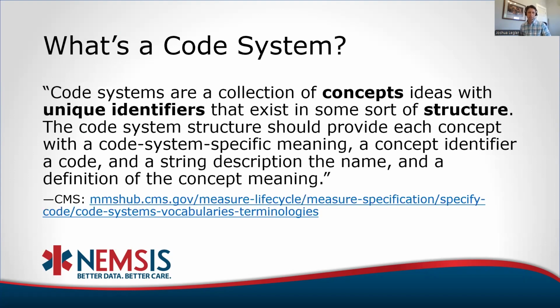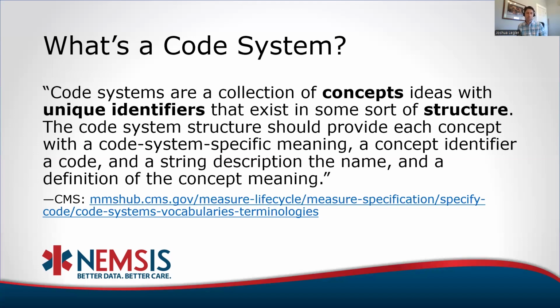First, what is a code system? This definition comes from CMS. Code systems are a collection of concepts, ideas, with unique identifiers that exist in some sort of structure. The code system structure should provide each concept with a code system specific meaning, a concept identifier, a code, and a string description, the name, and a definition of the concept meaning. I've bolded concepts, unique identifiers, and structure.